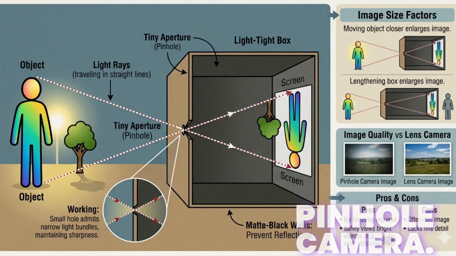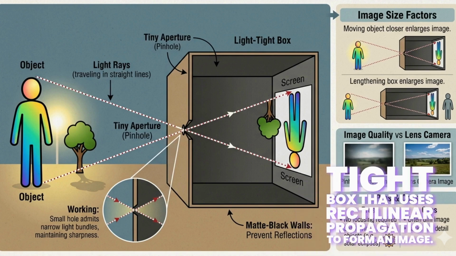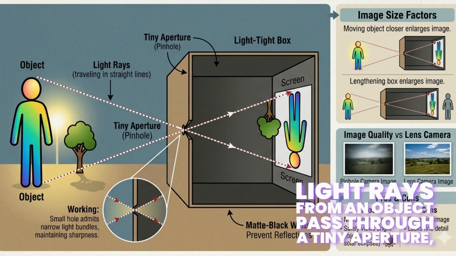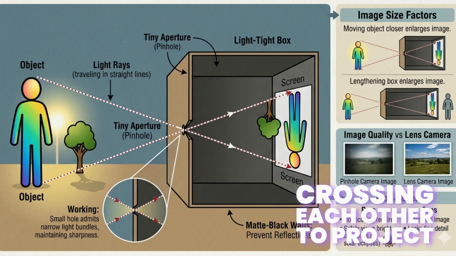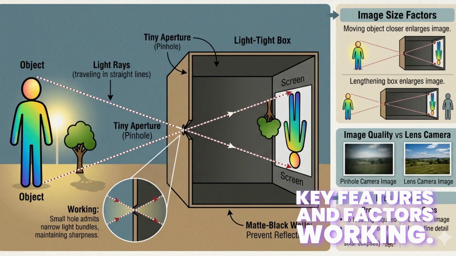Pinhole camera. A pinhole camera is a simple light-tight box that uses rectilinear propagation to form an image. Light rays from an object pass through a tiny aperture, crossing each other to project an inverted, real image onto the opposite screen. Key features and factors.